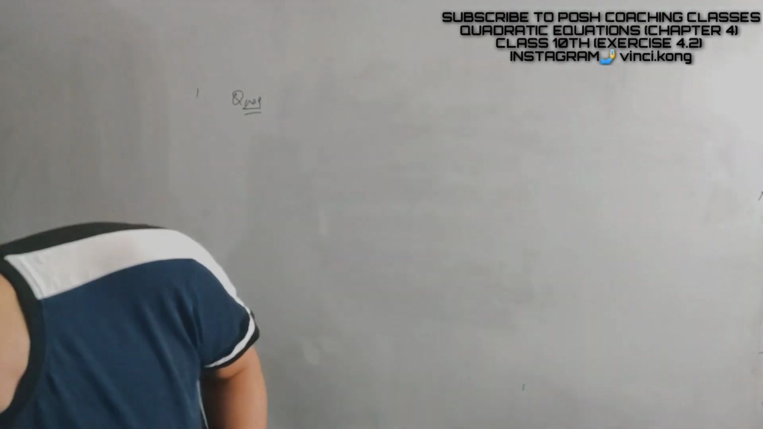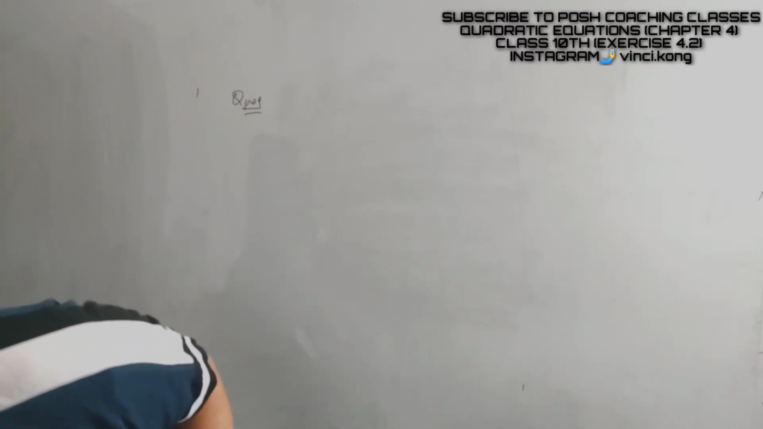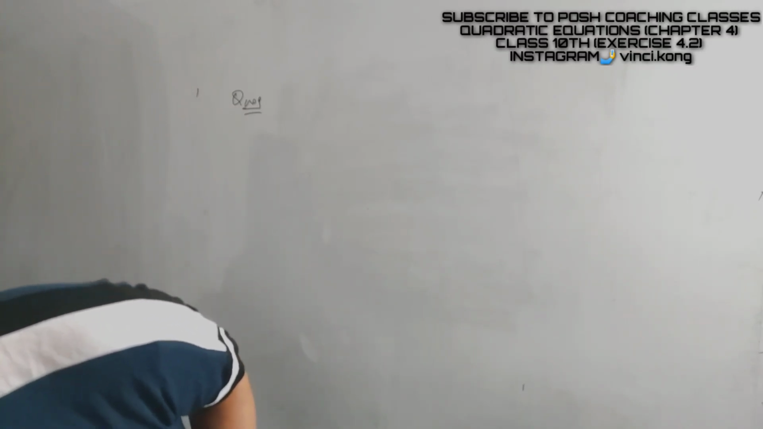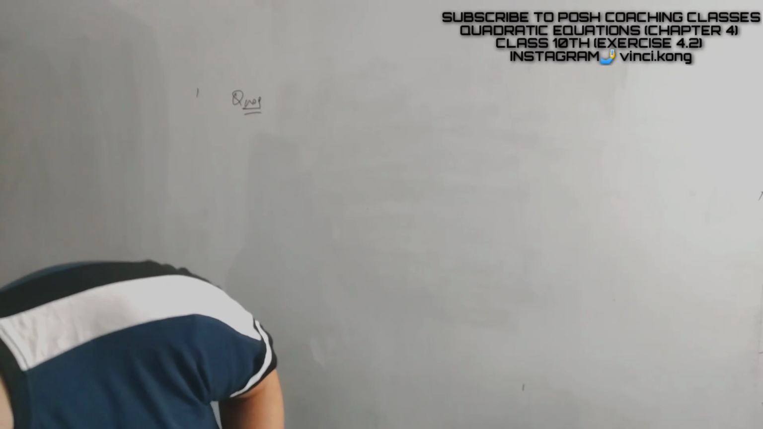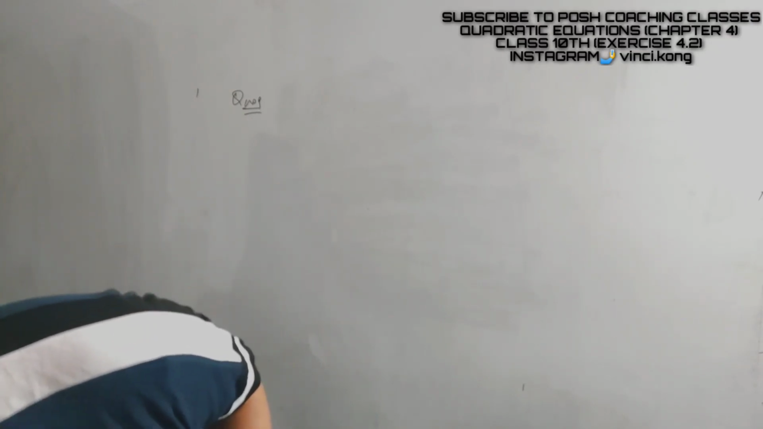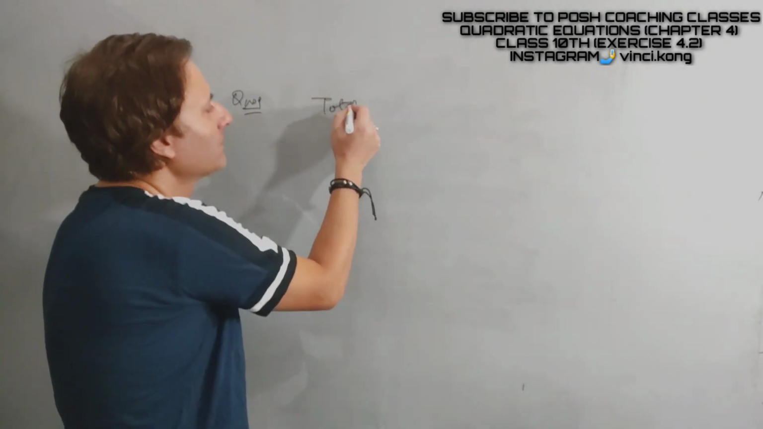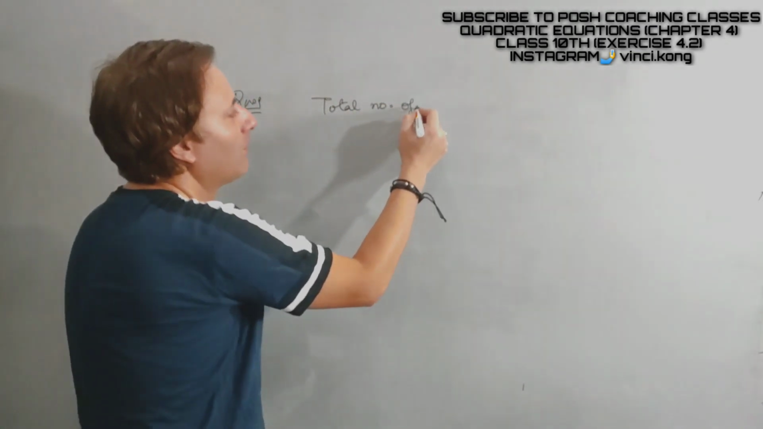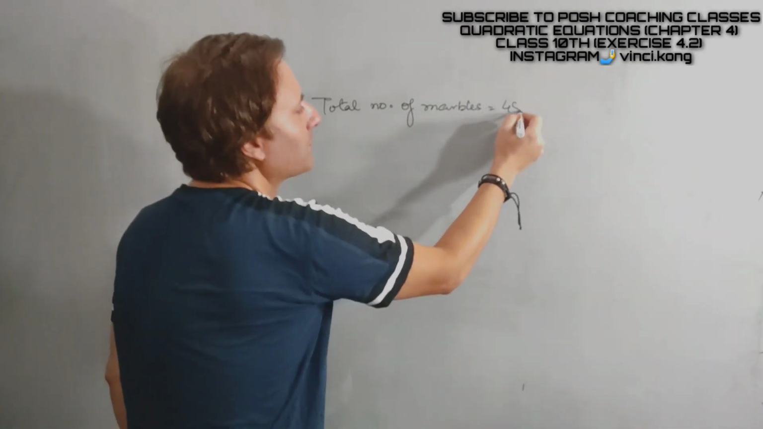So this is the question, and I will just try and solve this. So what are we having? We are having 2 people, one is John and the other one is Giovanni. So let's see here. John and Giovanni together have 45 marbles. Okay, so total number of marbles is 45.